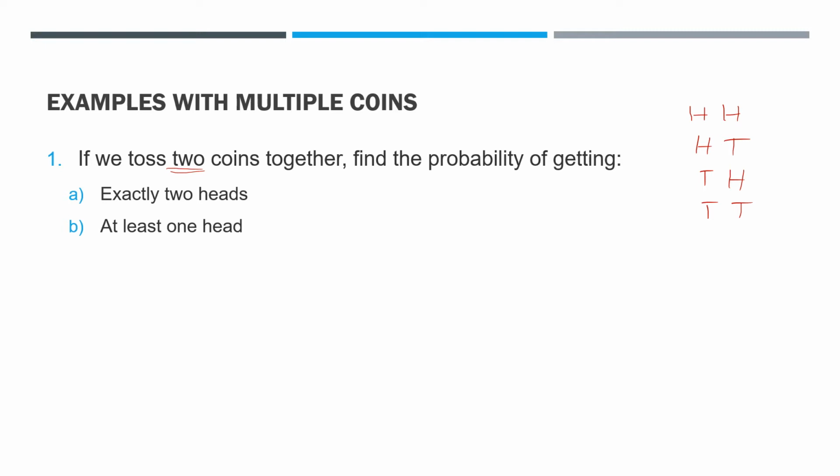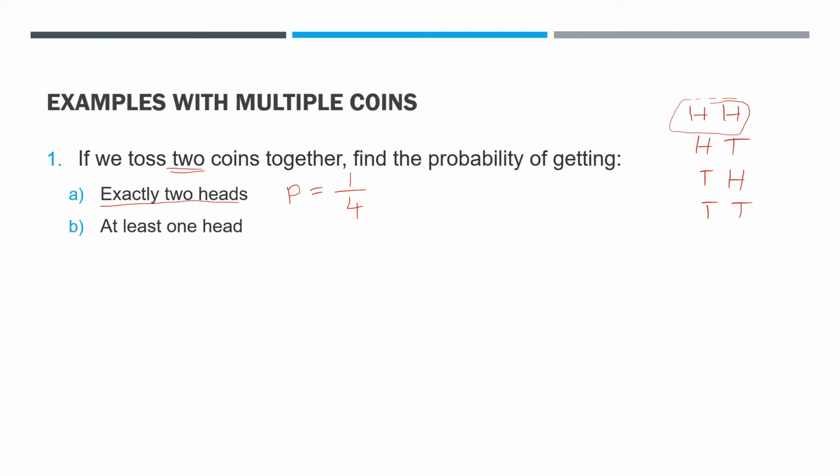In these four possible outcomes, the question is, find the probability of getting exactly two heads. For exactly two heads, only one outcome is favorable. So what is the probability? Probability equals, we have a total of four outcomes. Out of those, one outcome is favorable with exactly two heads. So the probability is 1 over 4.